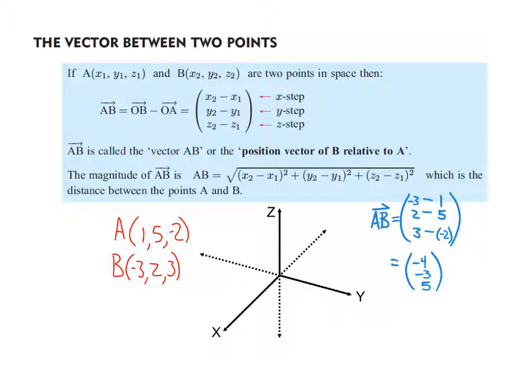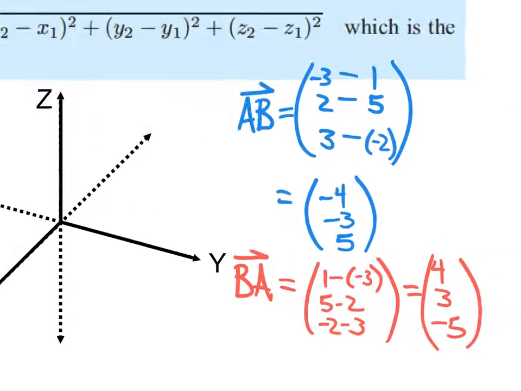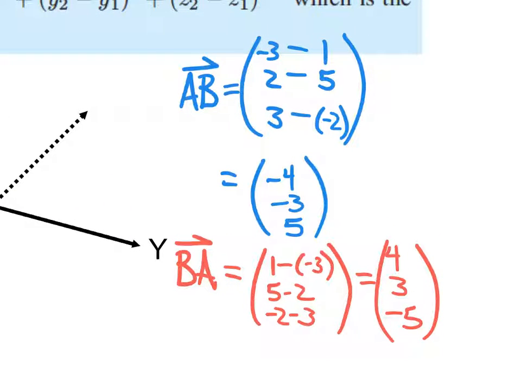This is a matter of review as well: what if I did vector BA? What would that be? 1 minus negative 3, 5 minus 2, negative 2 minus 3. Yes, we would have 1 minus a negative 3, 5 minus 2, and negative 2 minus 3. That gives 4, 3, negative 5. What do you notice about that? They're the same, just opposite signs. Yeah, they're the same as AB, just opposite signs.